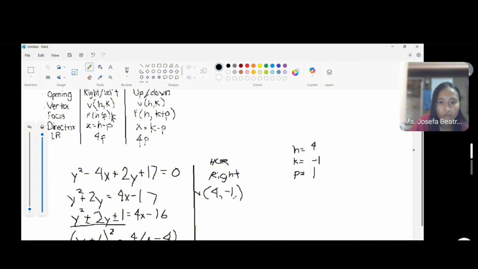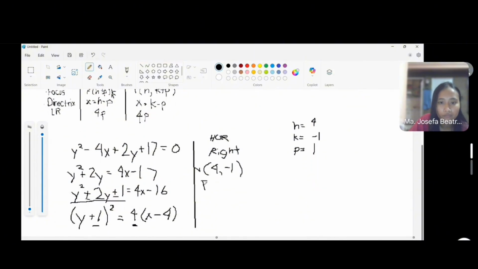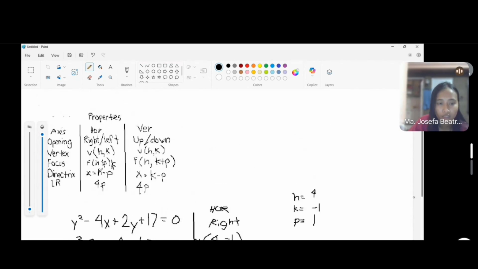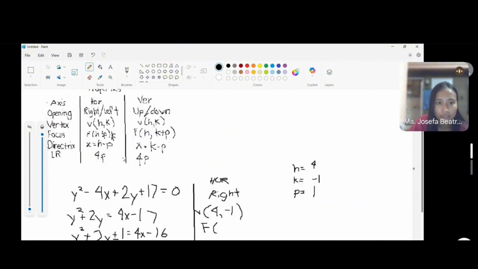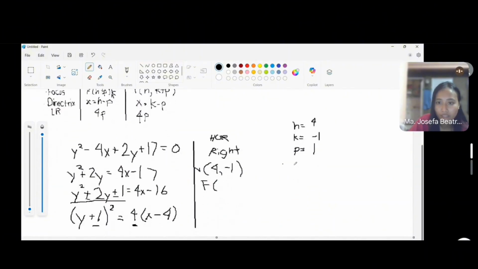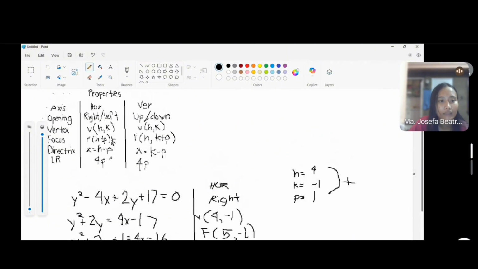Okay, so now next is the focus. That will be F. Let's look at our properties here. So the focus in a horizontal parabola is F (h plus p, k). So let's add our h and p here, which is 4 plus 1. So that would be 5 comma negative 1. Let's just copy our k.